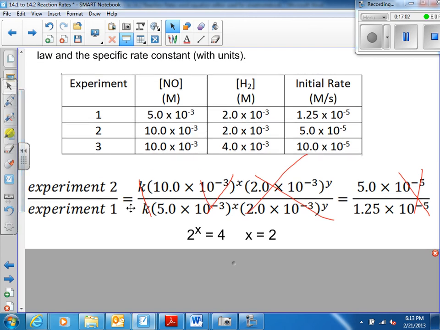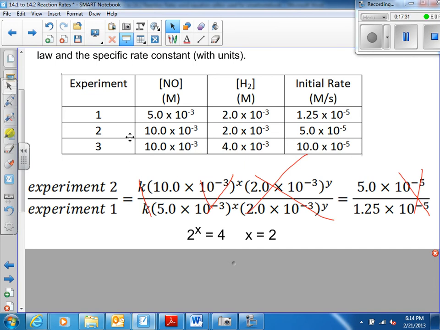If we had done this one the other way, I would have gotten 1/2 to the x equals 1/4. Now, you might find that that's really easy to do, but a lot of students don't leave these in fractions, and they would have 0.5 to the x equals 0.25, and many students don't know what to do with that. So, when in doubt, just put the bigger rate on top. So you start with the experiment with the larger rate on the numerator.